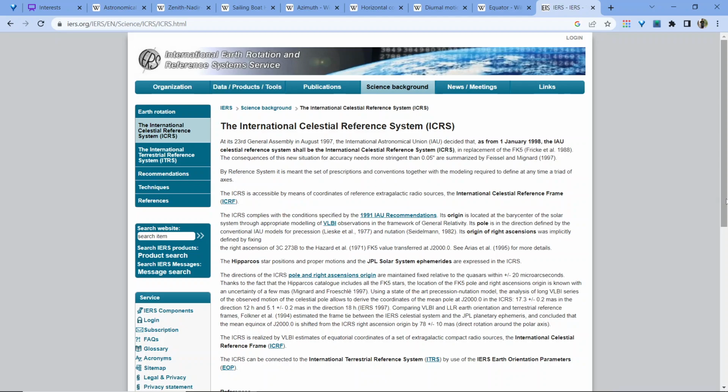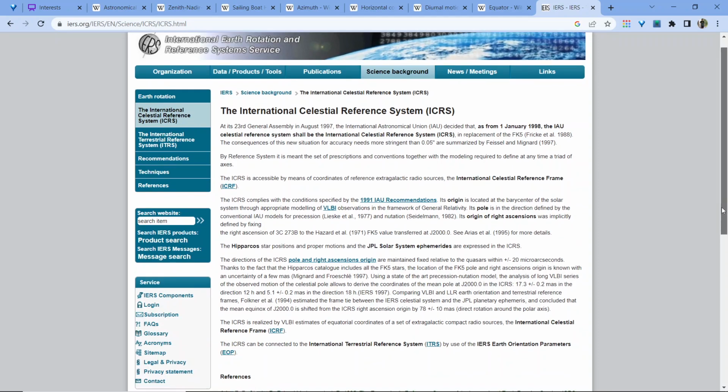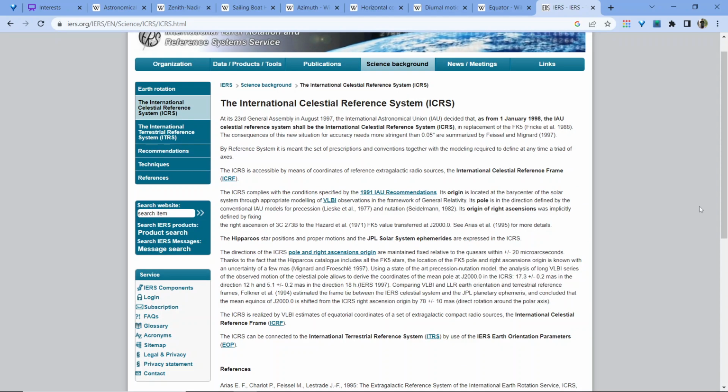By reference system, it has meant the set of prescriptions and conventions together with the modeling required to define at any time a triad of axes. The ICRS is accessible by means of coordinates of reference extragalactic radio sources, the International Celestial Reference Frame, ICRF. The ICRF complies with the conditions specified by the 1991 IAU recommendations. Its origin is located at the barycenter of the solar system.